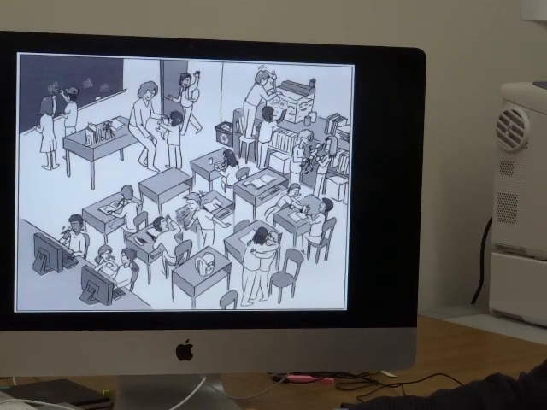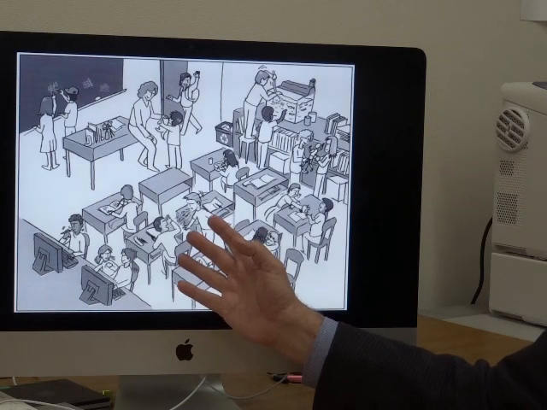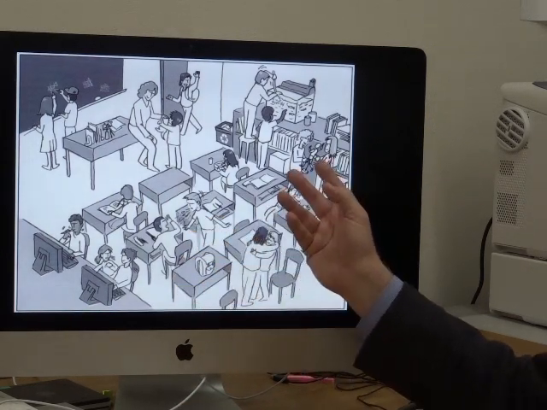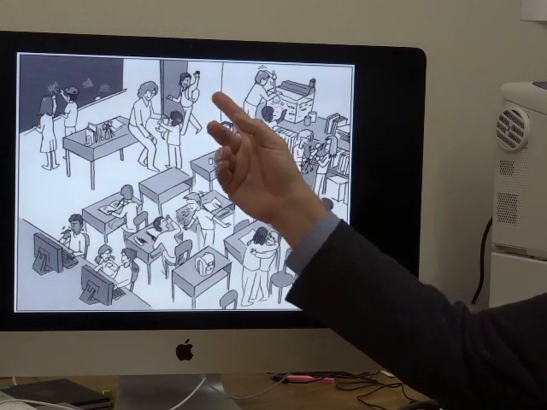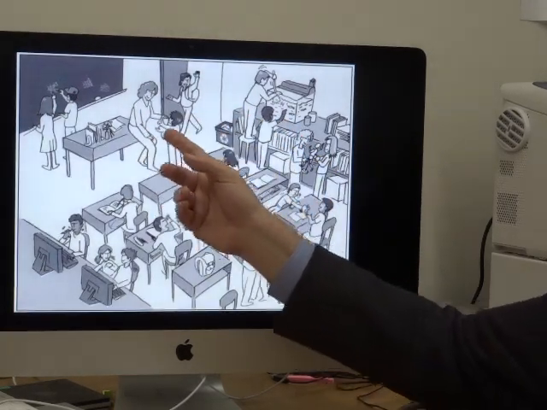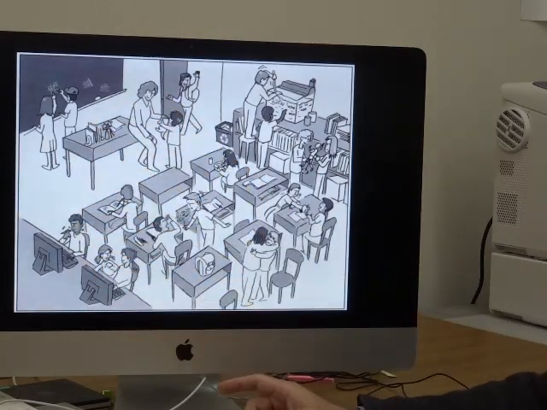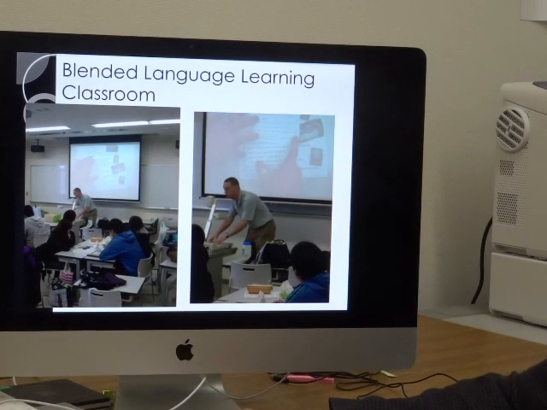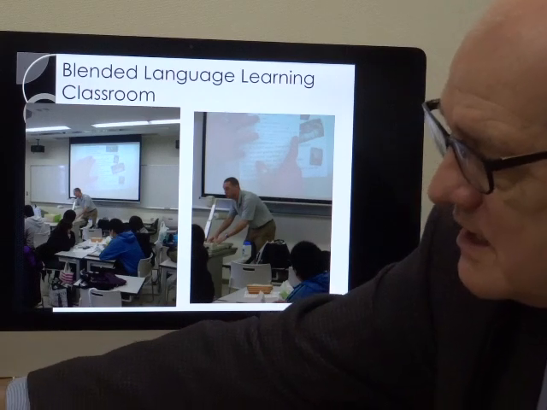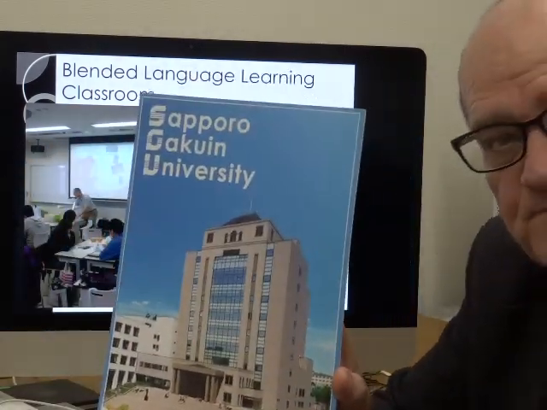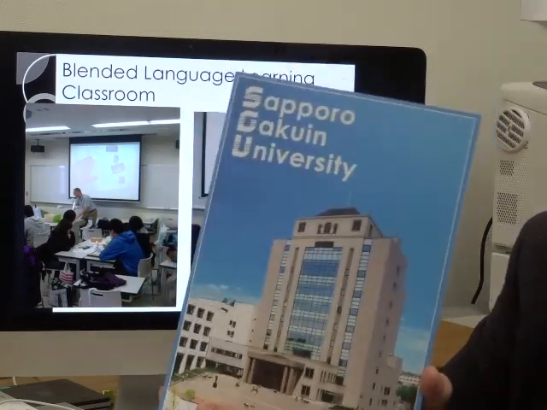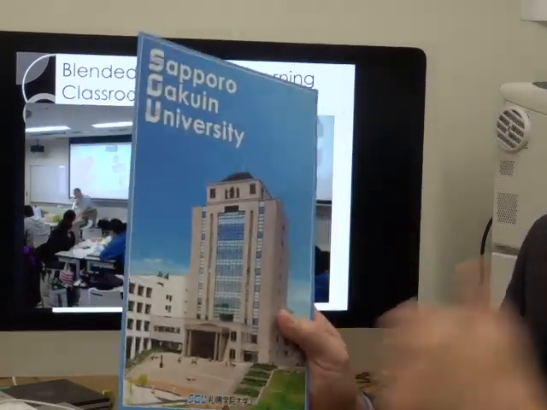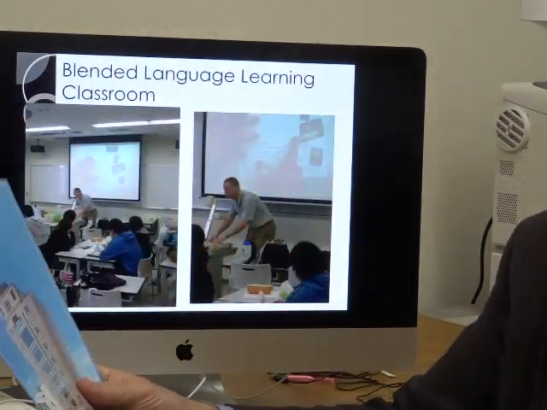Here are some of the human reactions that are happening in this ecology. You have somebody shouting or sneezing, two people hugging, working on this, working on this. Someone coming in late, a teacher talking. All of these things happening in the classroom. Here's a picture of blended language learning in one of the classrooms at my university. I'm at Sapporo Gakuin University, which is in northern Japan, on the island of Hokkaido. And actually it's snowing right now outside, it's cold.